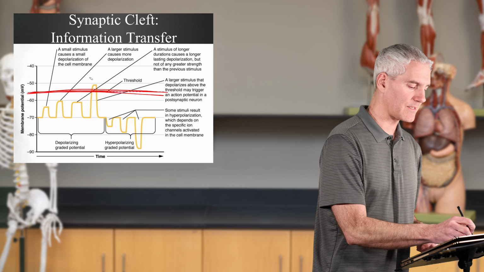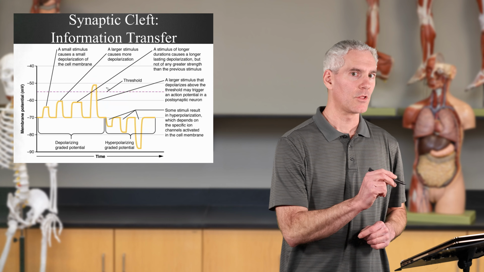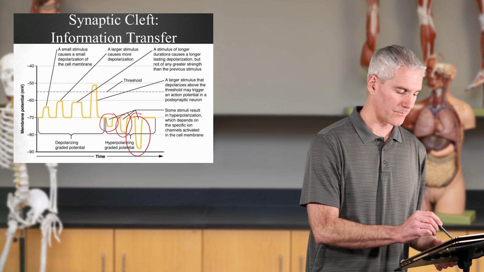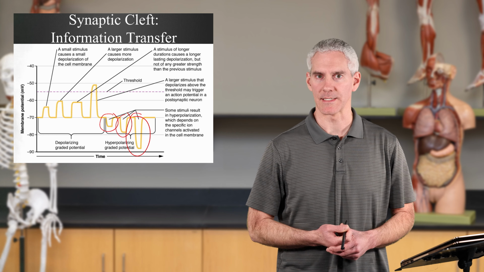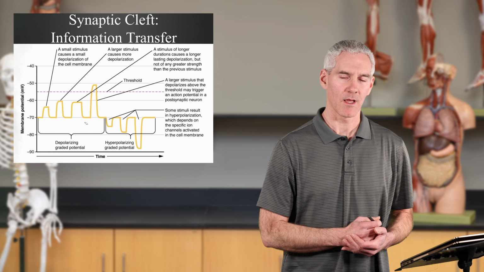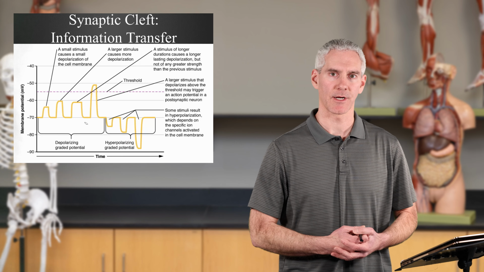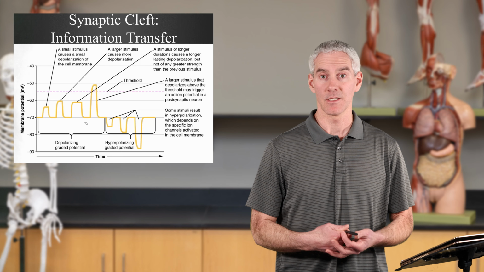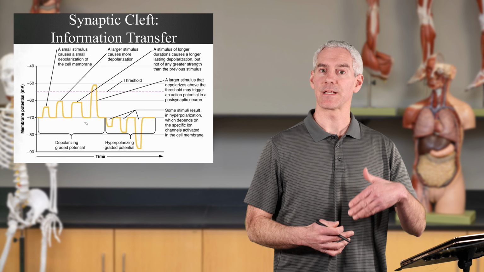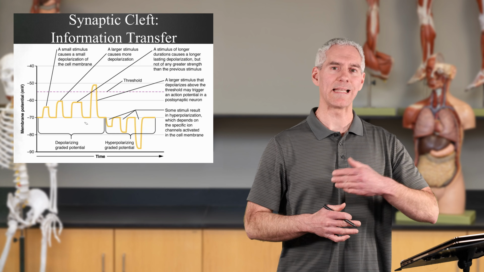Those are all excitatory. Look at the inhibitory now. Here's different inhibitory ones. They're all hyperpolarizing. They're all dropping lower, further away from threshold, making it even harder to trigger an action potential. So again, these neurotransmitters, and these receptors for that matter, can be excitatory or inhibitory.